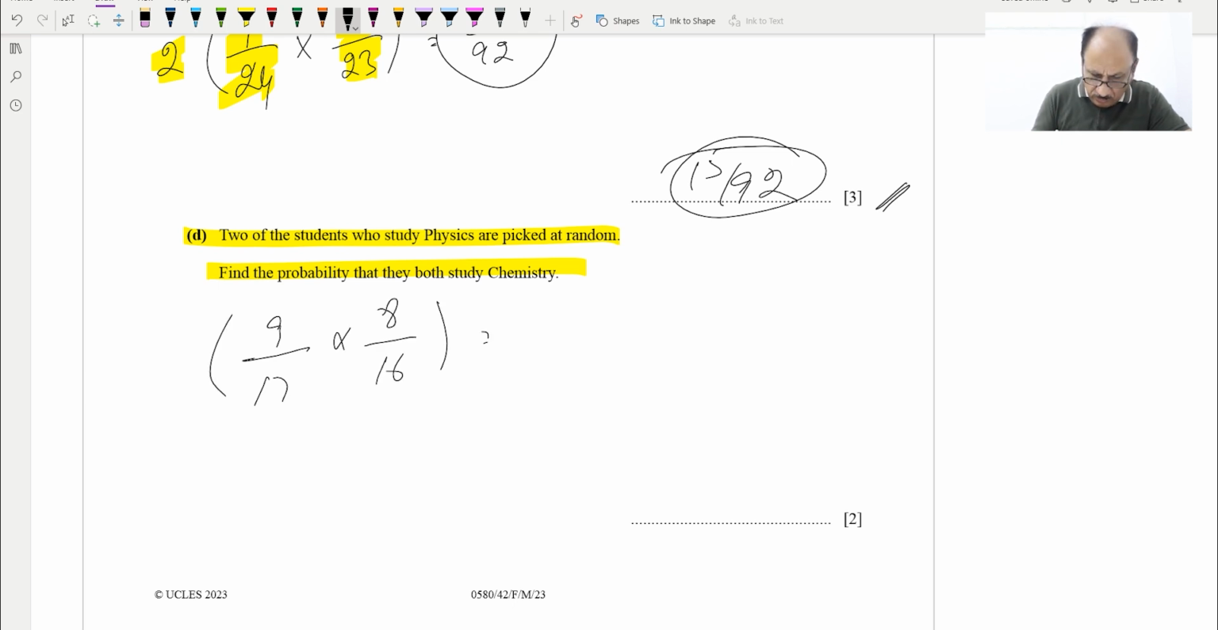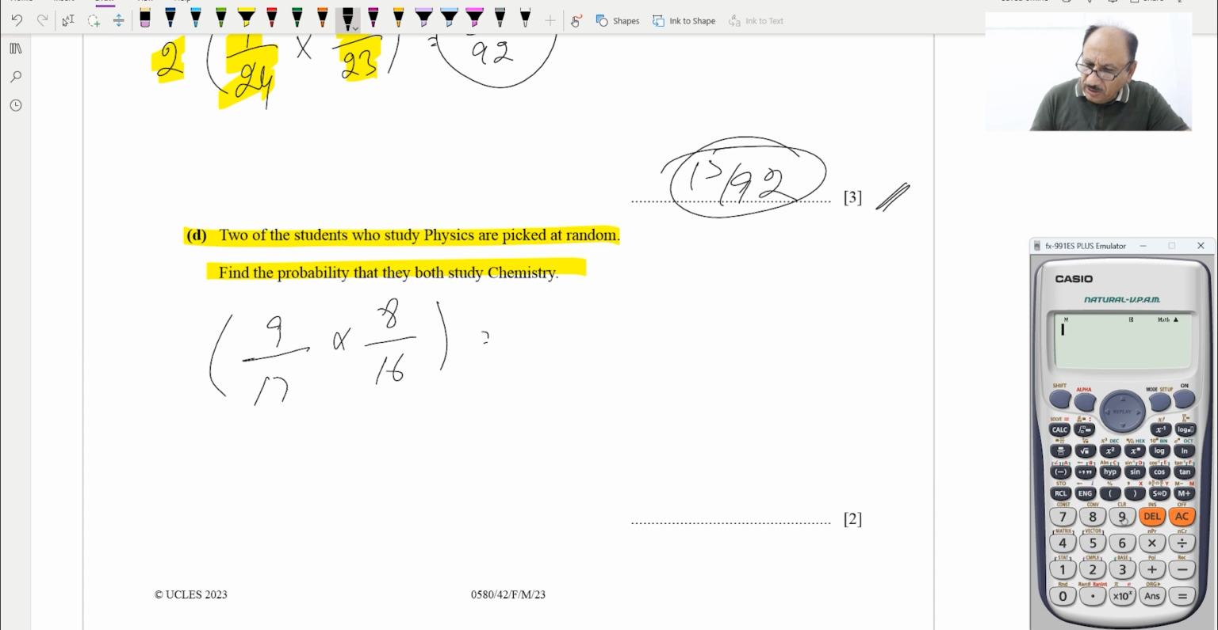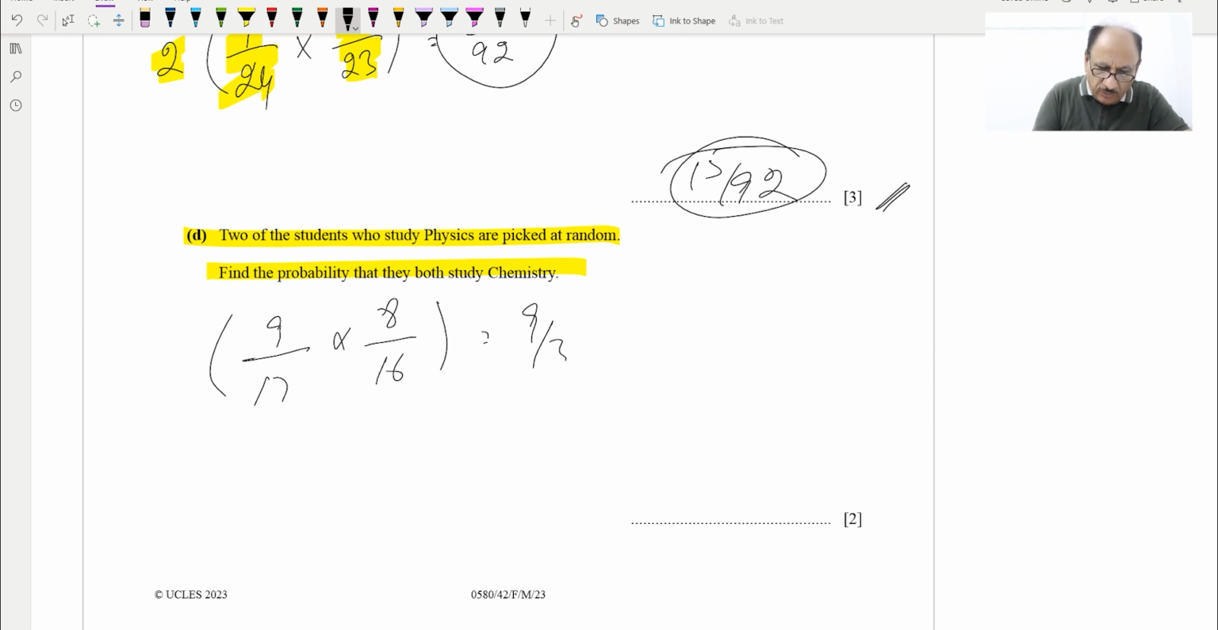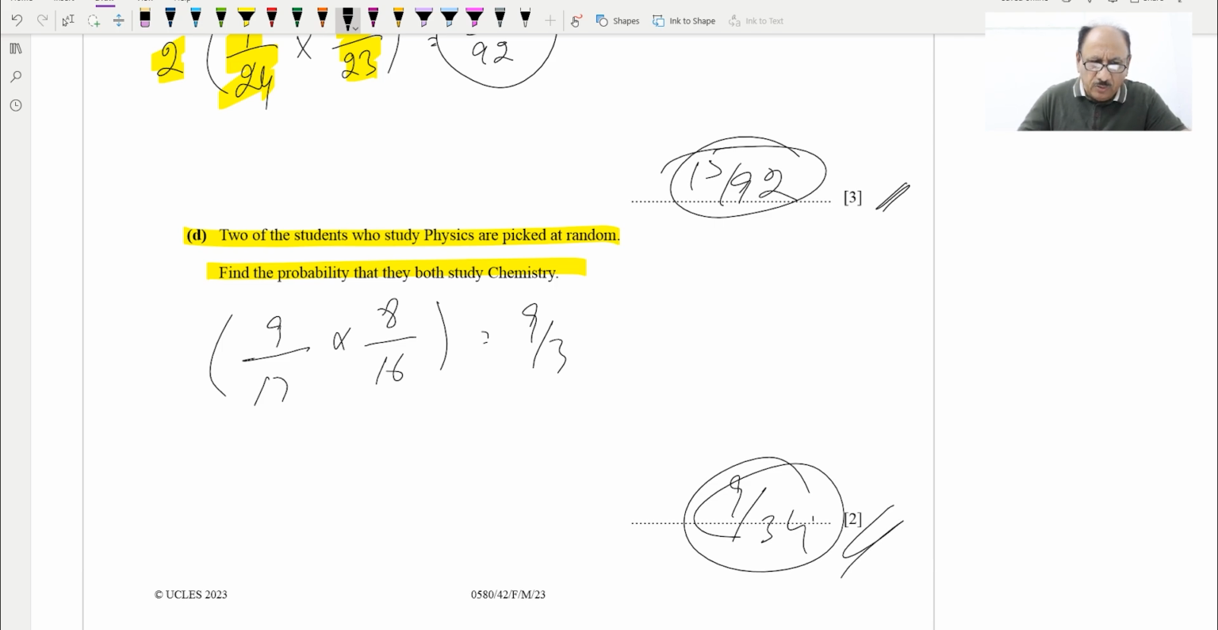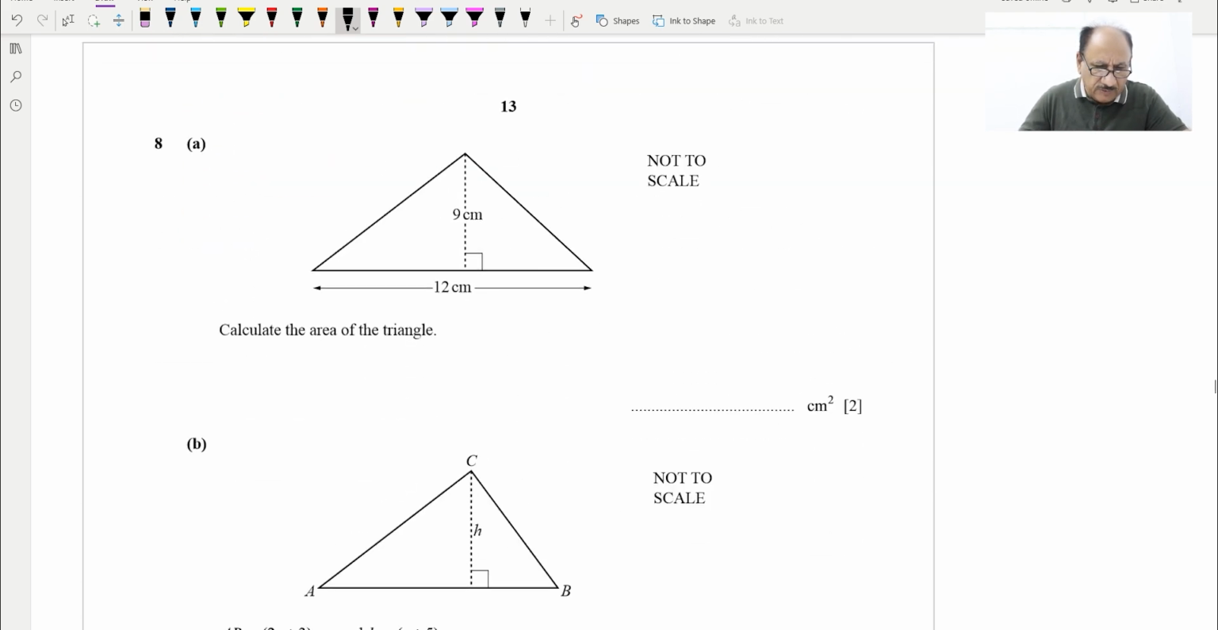So this will be equal to 9 over 17 into 8 over 16, and this will give us 9 over 34, and 9 over 34 will be the answer for 2 marks. Hopefully you understand this. Question number 8a part, diagram is not to scale, calculate the area of the triangle.